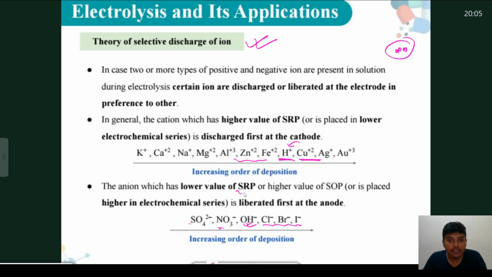SRP, meaning standard reduction potential. Lower standard reduction potential, that's why it will liberate first at the anode, and this has a higher value of SRP, so it will be at the cathode. Understood? Thumbs up if you have a problem.